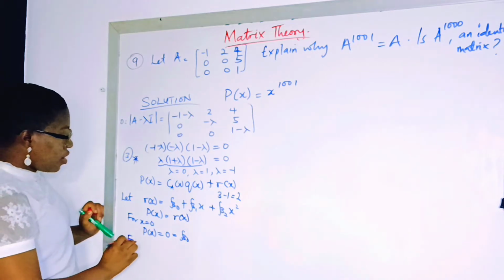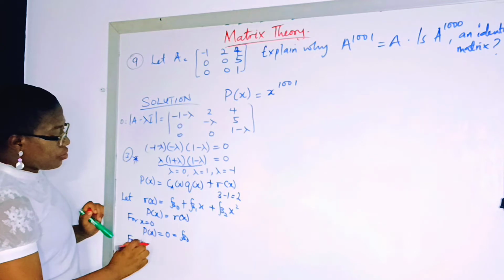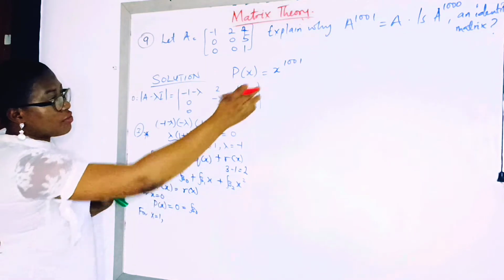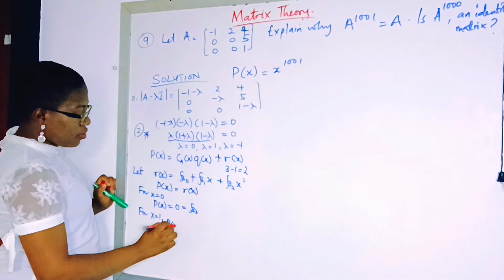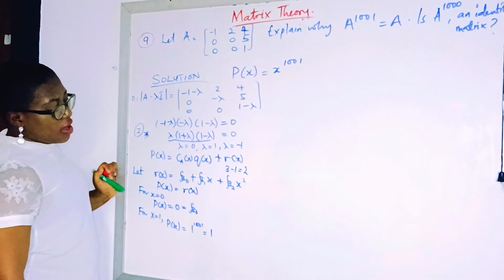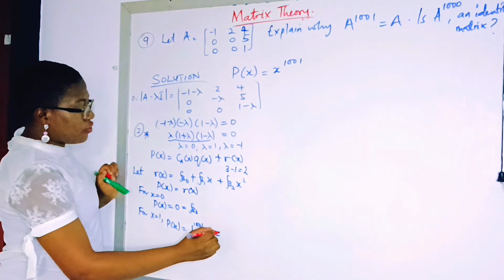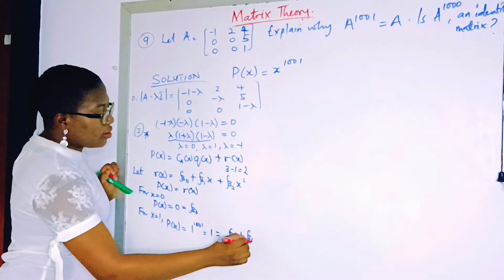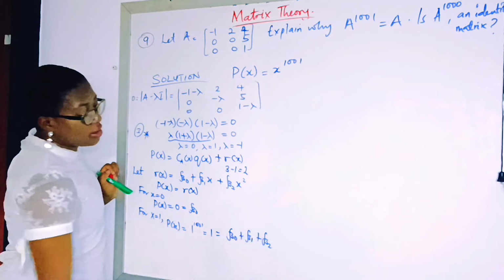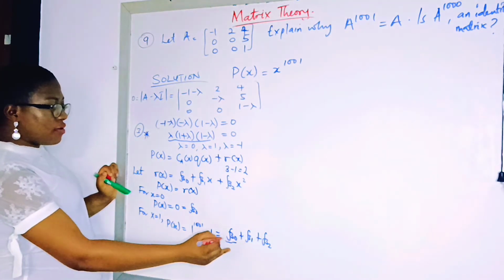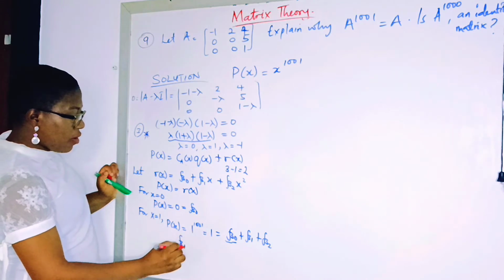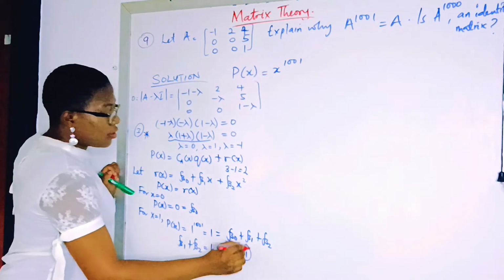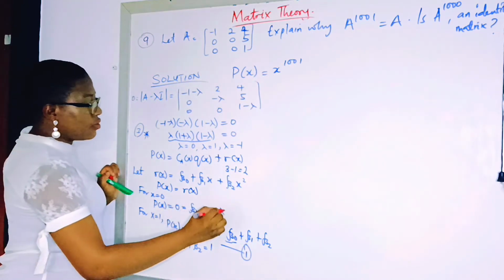Now for x equal to 1, what do you have? p of x is 1 raised to the power 1000, which is 1. This is equal to r of x, which is beta naught plus beta 1 plus beta 2. But we know that beta naught is 0. So it means that beta 1 plus beta 2 is exactly 1. I can call this equation 1.